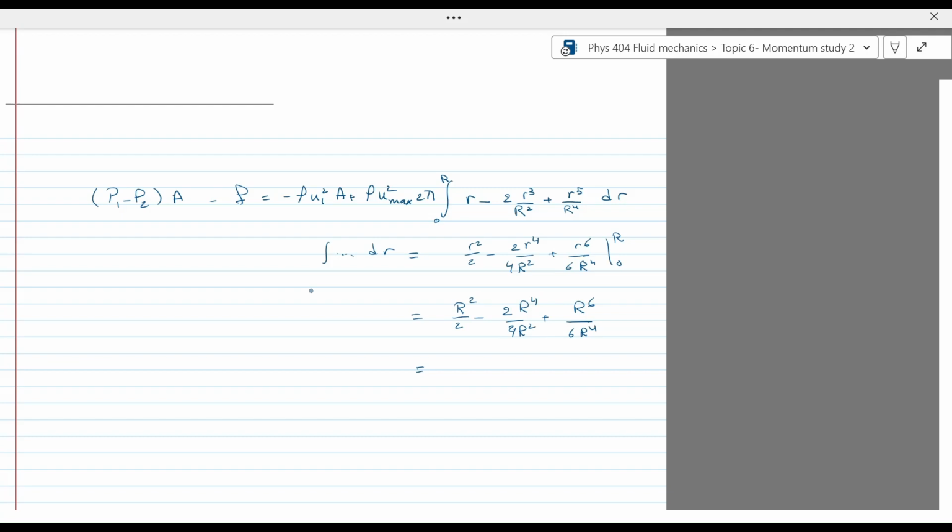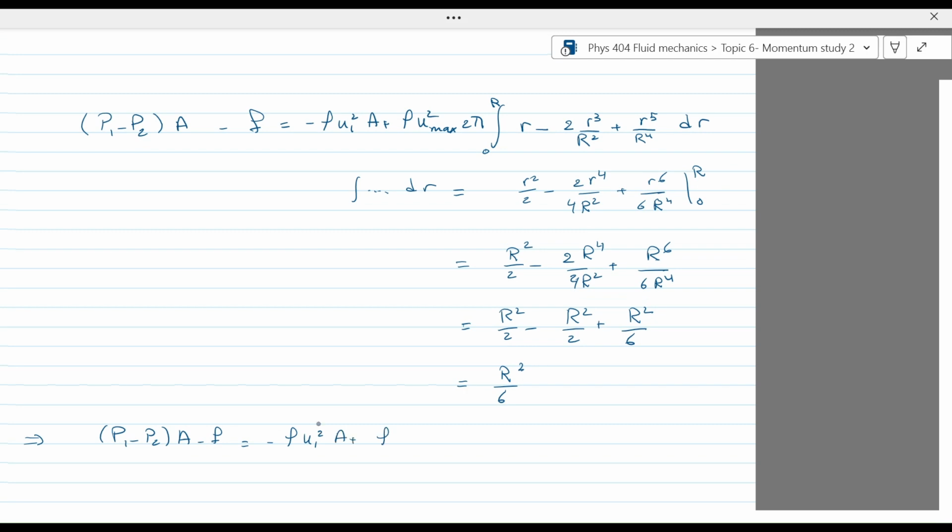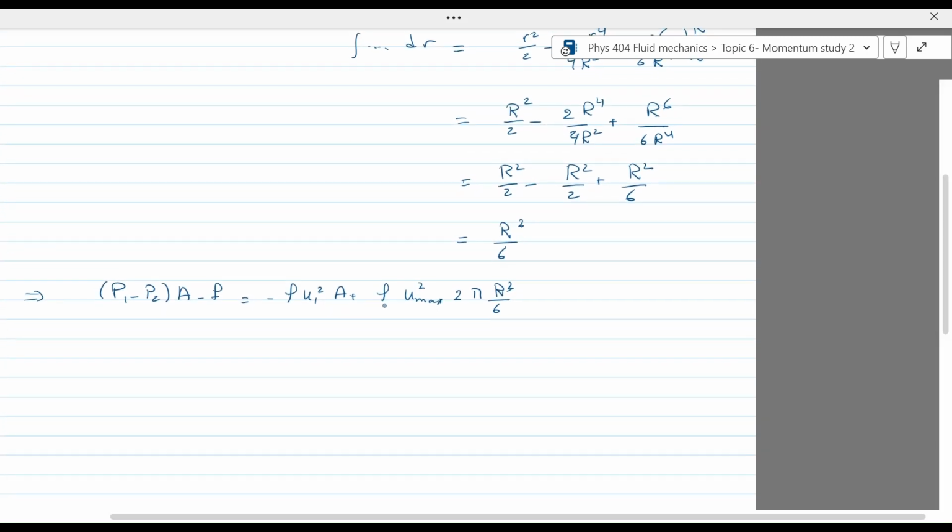You can see how this will give me R squared over 2 minus R squared over 2 again plus R squared over 6. So our answer is actually R squared over 6. This is the answer of our integral. And then I can write my new equation. I have P1 minus P2 times A minus the friction force, which is what I want, equals minus rho U1 squared A plus rho U max squared times 2 pi R squared over 6. Now, you can see how I have things in terms of U1 and U max. I can actually stop here and leave them, or take some commons. Pi R squared that I have here is the area. So I can take rho and A as common, and I'll have in here minus U1 squared plus U max squared over 3.